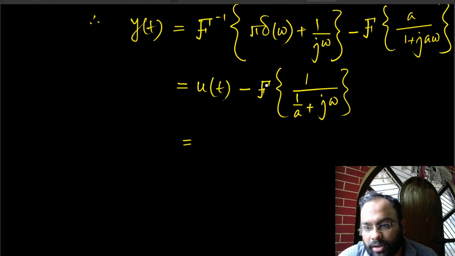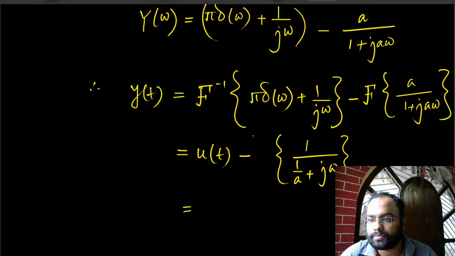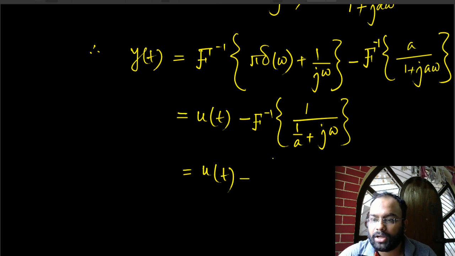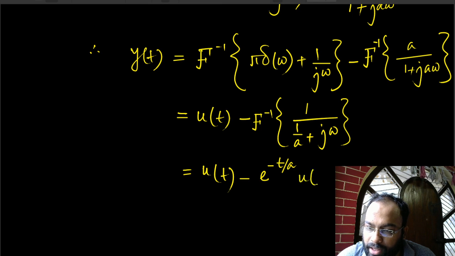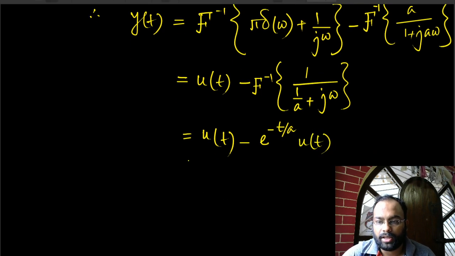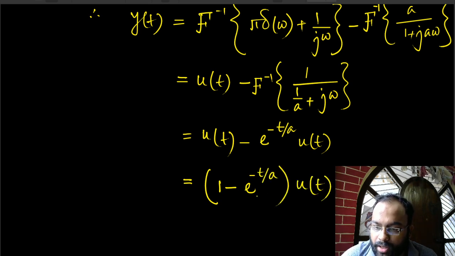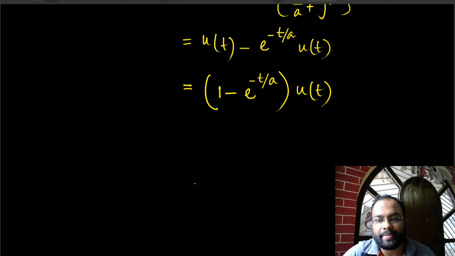Sorry, inverse Fourier, right? Not Fourier transform, but the inverse Fourier. So this is u(t) minus, of course, e to the power minus t by a, u(t), right? So you can take u(t) common out of this. So you would have 1 minus e to the power minus t by a, right? So that's the step response of the system, right?